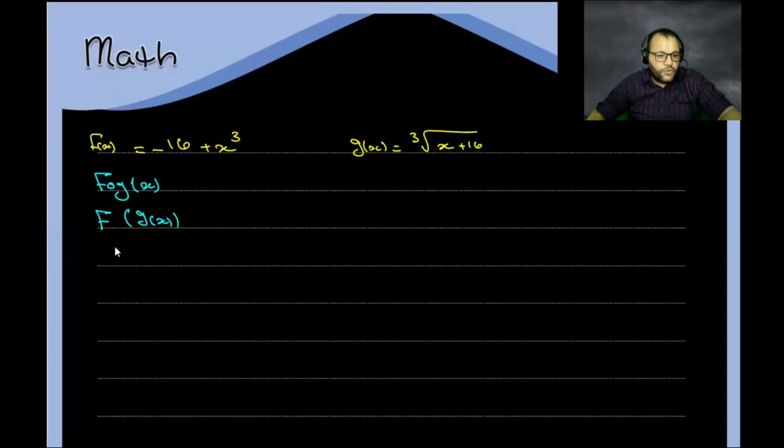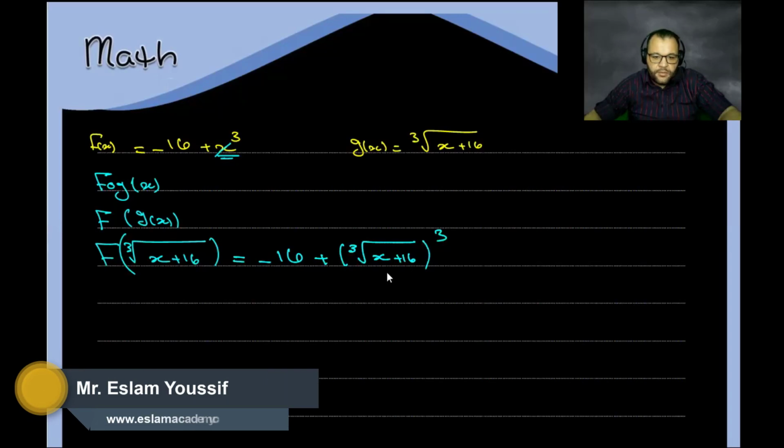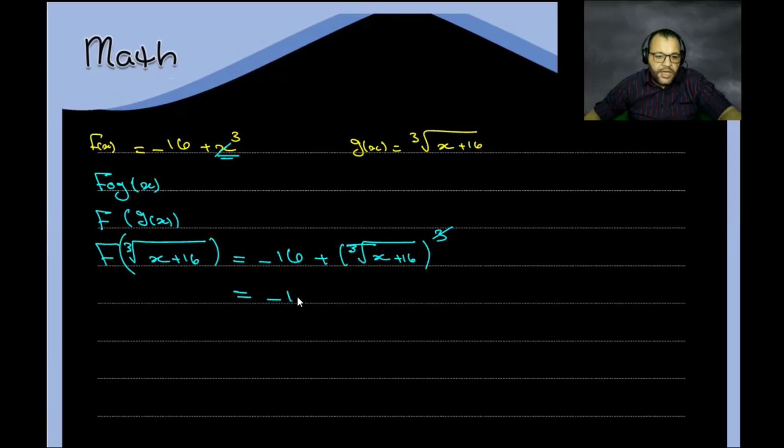So all what you have to do, f of, what is the function? The cubic root of x plus 16. In this function, just remove x and replace it with the cubic root. So it will be negative 16 plus the cubic root of x plus 16 all to the power 3. Because you have power 3, power 3 will cancel the cubic root. So it will be negative 16 plus x plus 16. Positive 16 and negative 16 cancel, so the answer now will be x. If you need to find g of f, you will find the same answer.